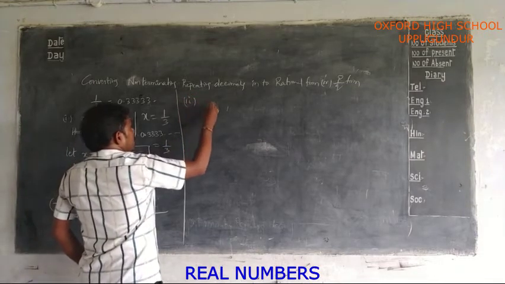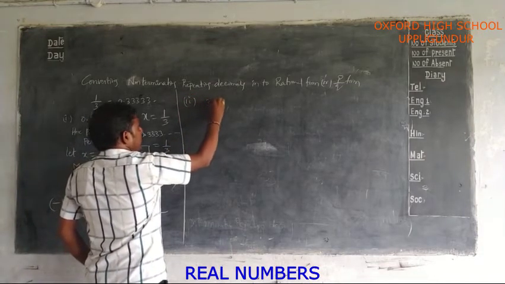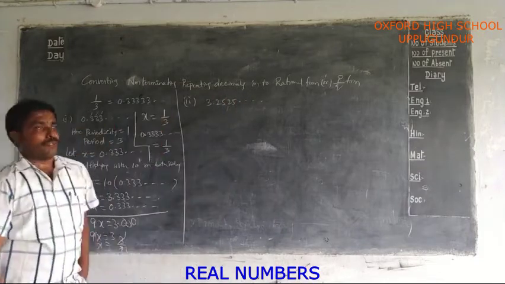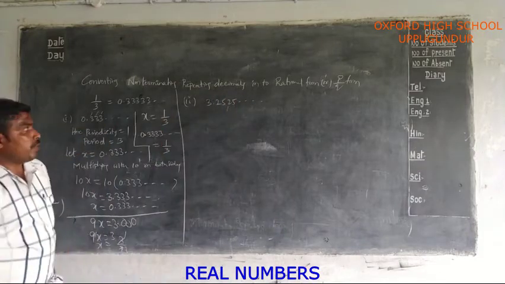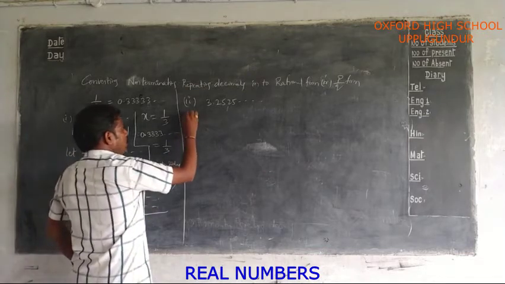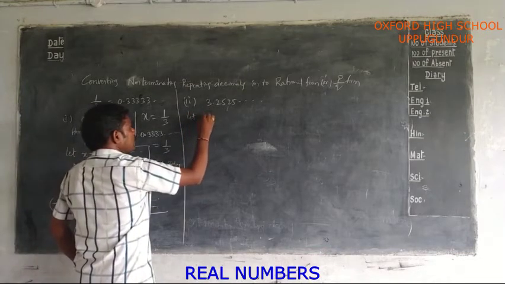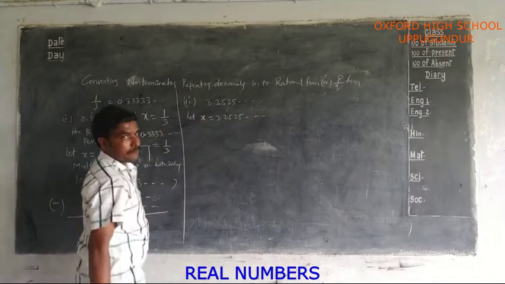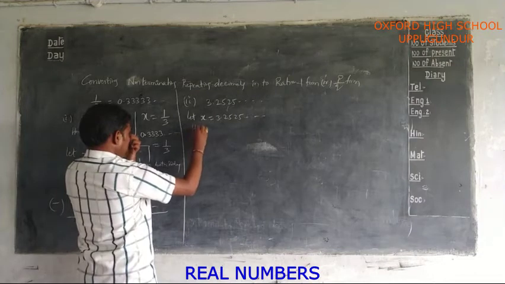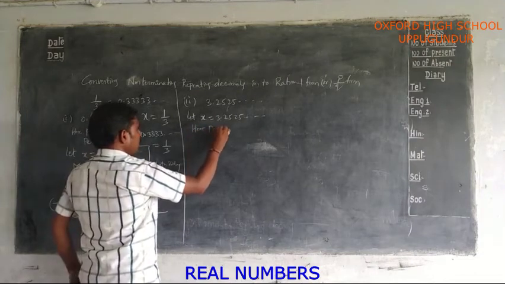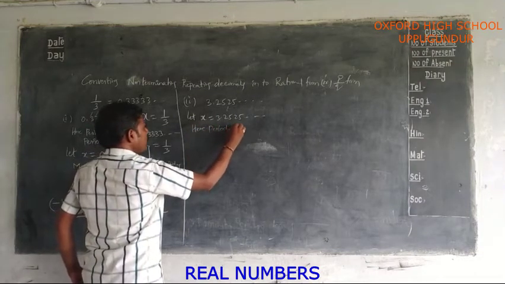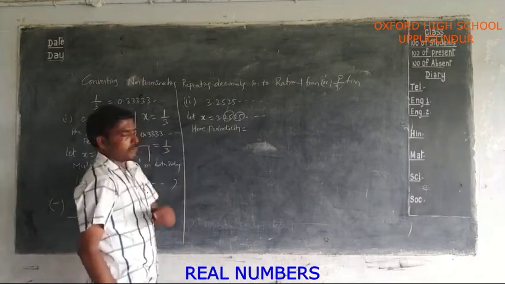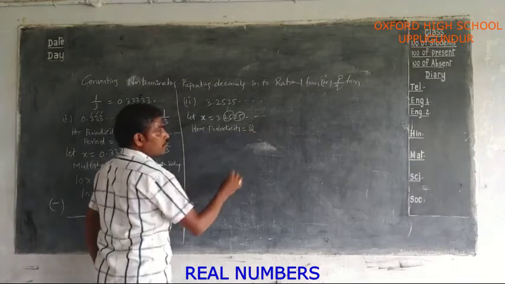If they give like this, 3.2525 and so on, and you want to convert that into p by q form, in the same way you have to write. Let x equal to 3.2525 and so on. Here what is the periodicity? How many digits are repeating? Two digits are repeating. That's why periodicity is 2.